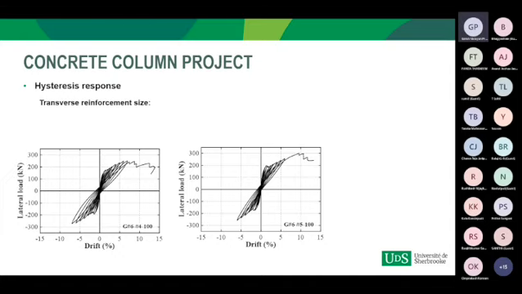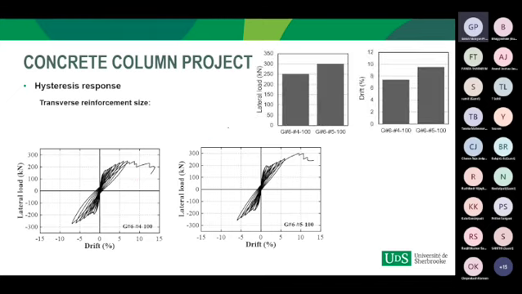So with the increase in the size of the GFRP spiral and cross tie from number 4 to number 5, there is an increase in the lateral load. When we increase the transverse reinforcement from number 4 to number 5, there is an increase in the lateral load as well as an increase in the drift capacity of the GFRP reinforced concrete column.